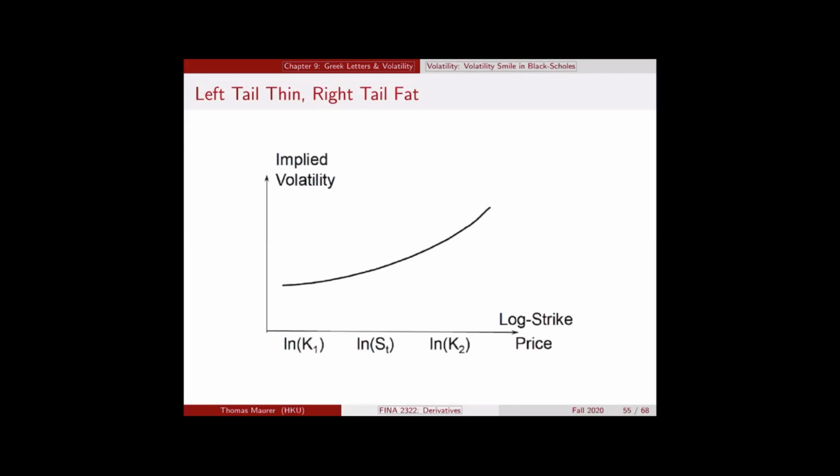Then we could also have the opposite pattern where the implied volatility is low with a low strike price and it is high with a high strike price. That would mean that now the tail of the risk neutral probability is smaller than the normal distribution on the left, and the tail on the right is fatter than under the normal distribution.